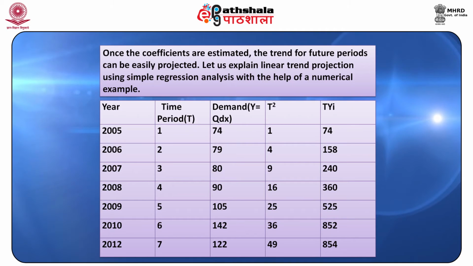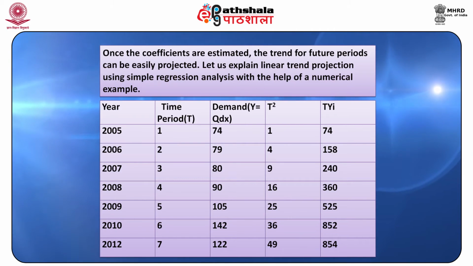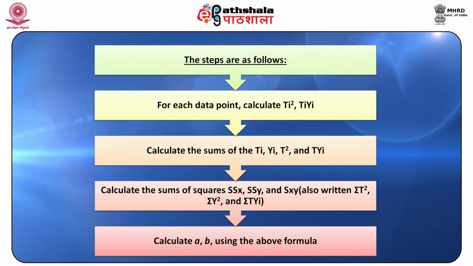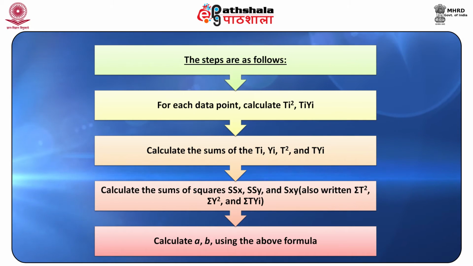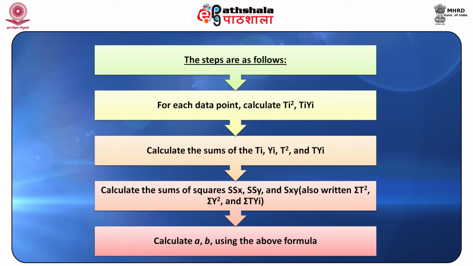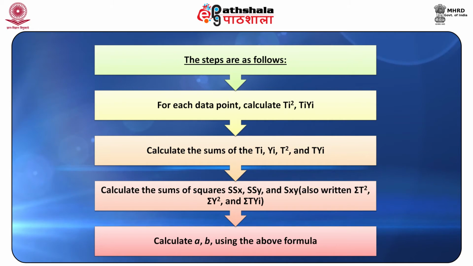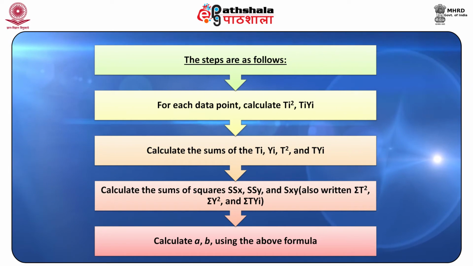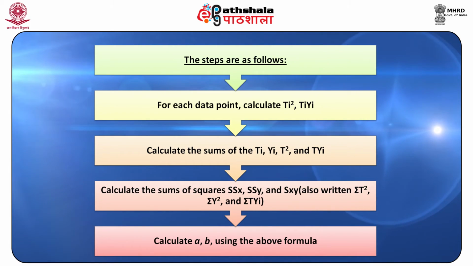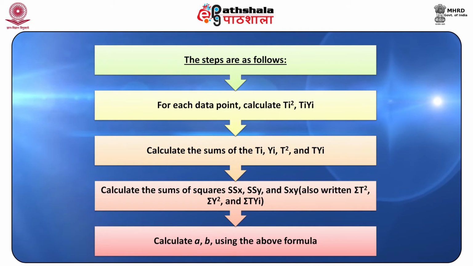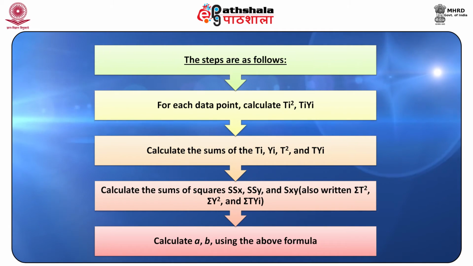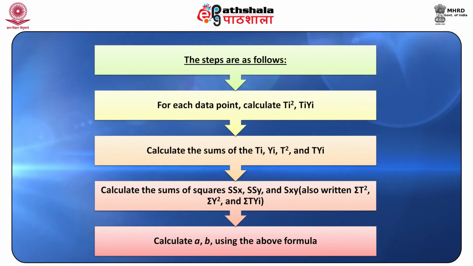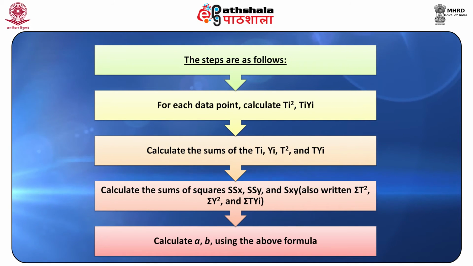Let us explain linear trend projection using simple regression analysis with the help of a numerical example. The steps are as follows. A. For each data point, calculate Ti square, Ti into Yi. B. Calculate the sums of the Ti, Yi, T square and Tyi. C. Calculate the sums of squares SSX, SSY and SXY, also written as summation T square, summation Y square and summation Tyi. D. Calculate A and B using the above formula.